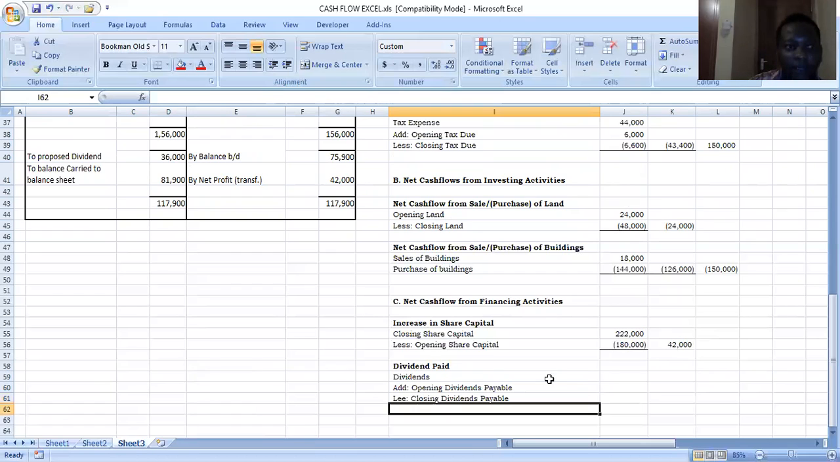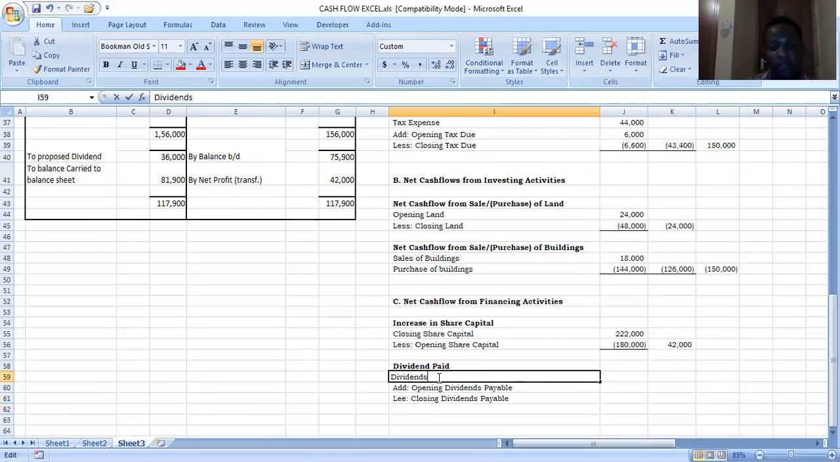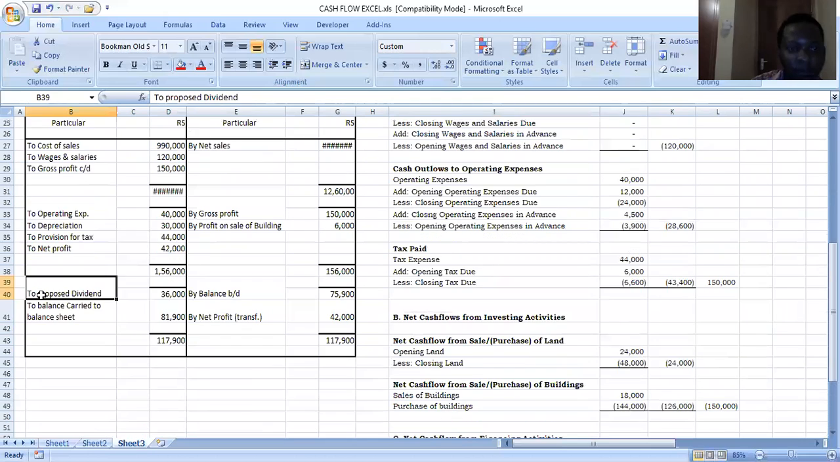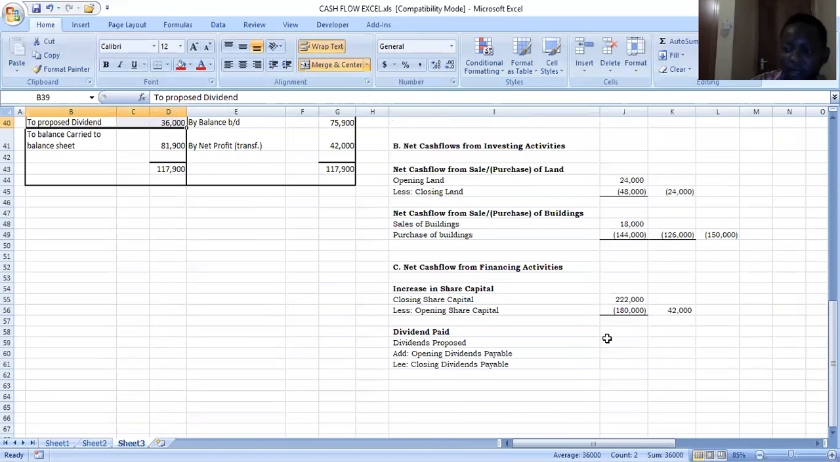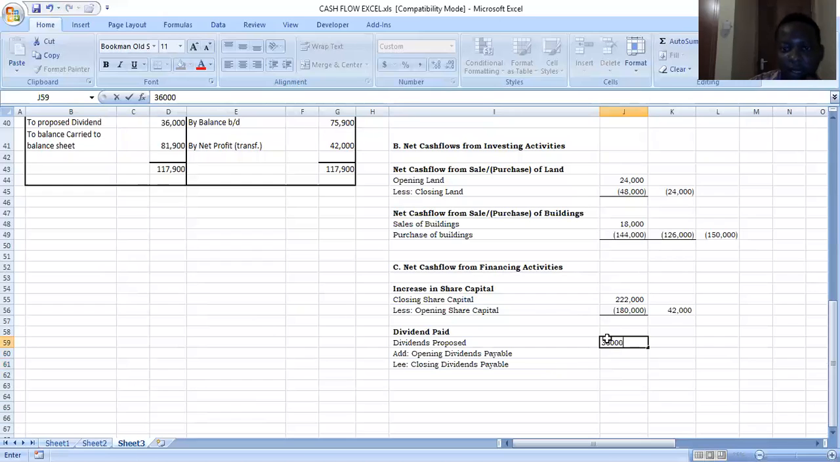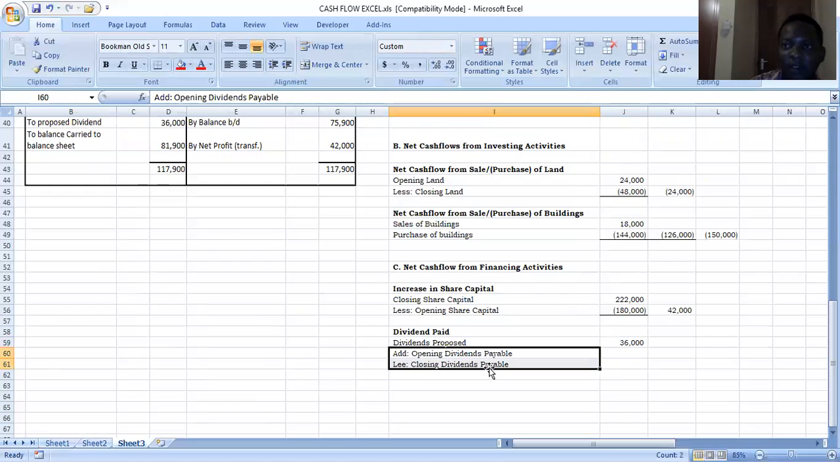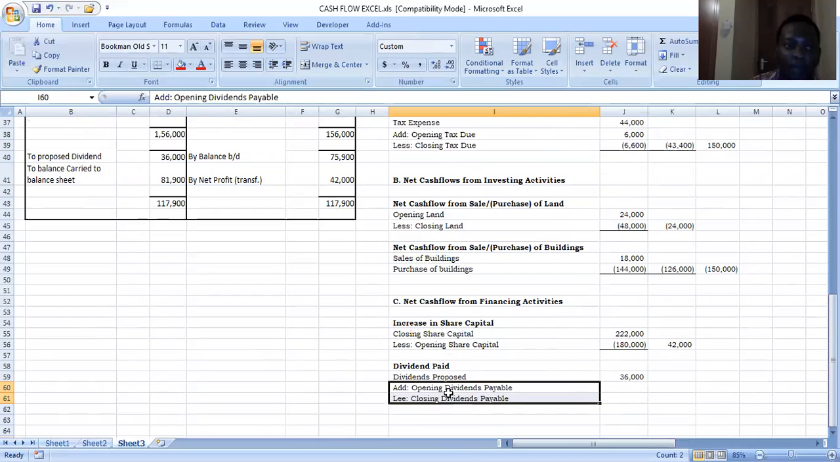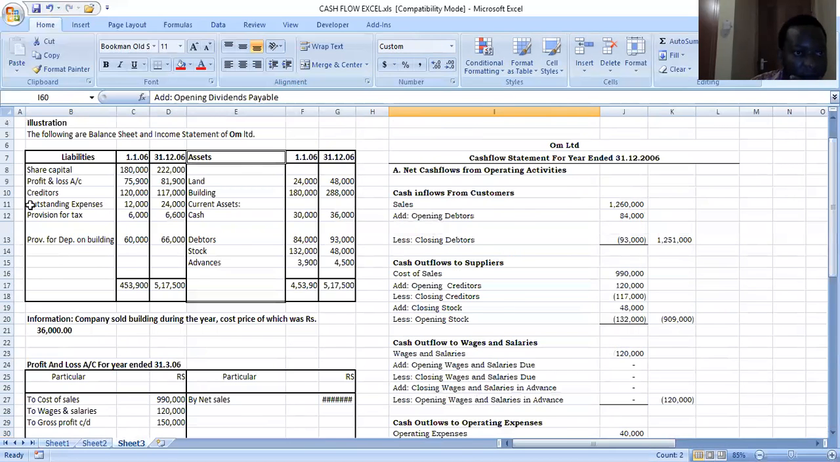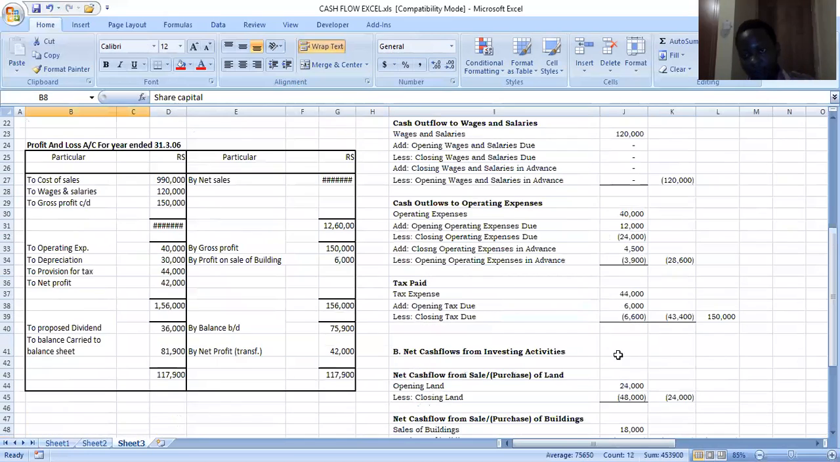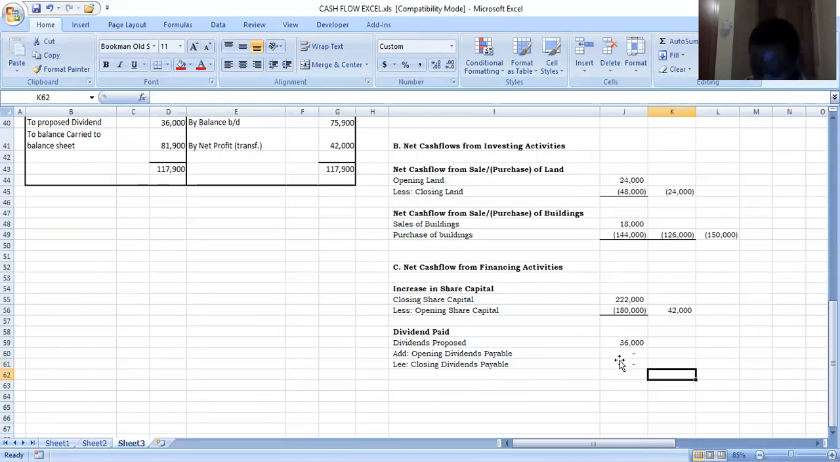So in our case here, the dividends proposed, we can find them in the income statement. It's 36,000 shillings. So you have 36,000. And then opening dividends payable and closing dividends payable. These are current liabilities to the business. So you can find them in the balance sheet on the liability side. So do we have dividends payable? No. So therefore we have 0 and 0. So therefore our total cash outflow to dividends payout is equal to 36,000 shillings.